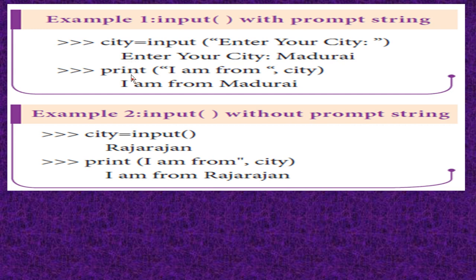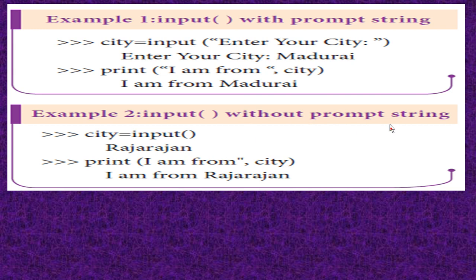Now, by using the print statement, we can display the value of variable city. I am from, this is the string 1, comma, followed by city. Now the result is I am from, followed by the value of city. The value of city is Madurai, that is given by the user.